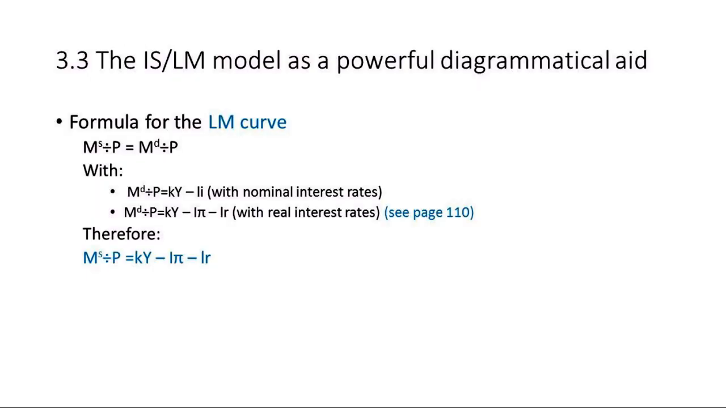The formula for the LM curve is simply equilibrium in the monetary sector. So where the real supply of money is equal to the real demand for money. Now I say real because we're dividing by the price level. So we are taking out the effect of inflation and only looking at the real money supply and the real money demand. Now we know the money demand can also be broken up into these components that we'll talk about in a moment's time.